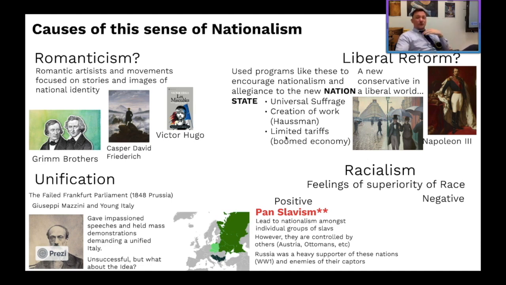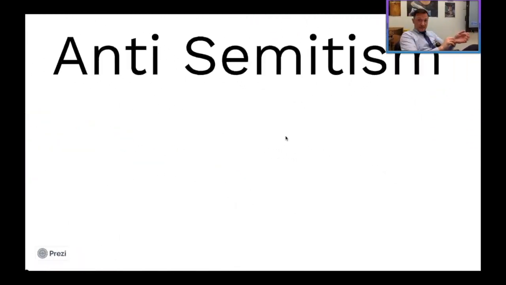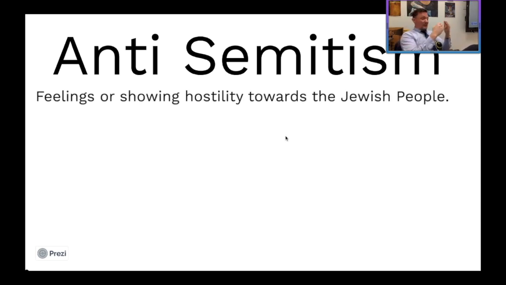Now, going into it, though, as well, you need to understand that there is a massive negative to racialism, and that is, of course, the growth of anti-Semitism that was going on in the late 1800s as well in Europe. Now, anti-Semitism, what it is, you need to know, because, of course, everything that we're about to talk about is a lot of hot-button issues in the modern-day era, right? So the anti-Semitic movement that is going on, that is a negative of this idea of racialism, is basically feelings of or showing of hostility towards the Jewish people, okay?